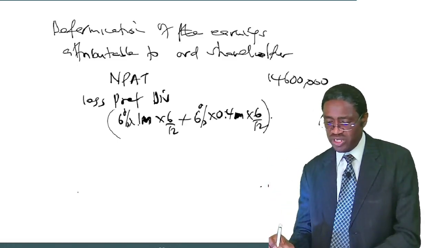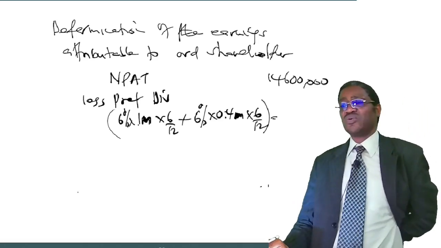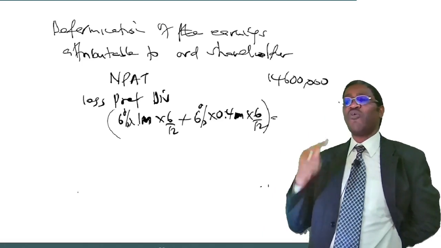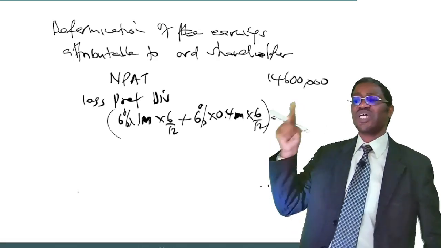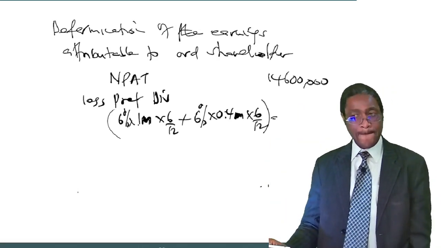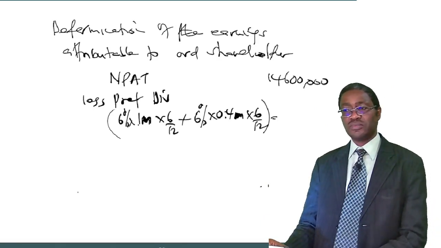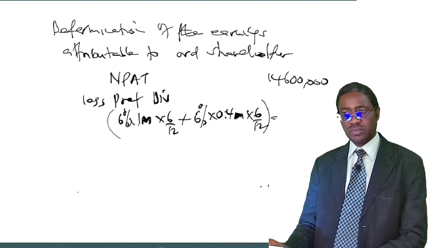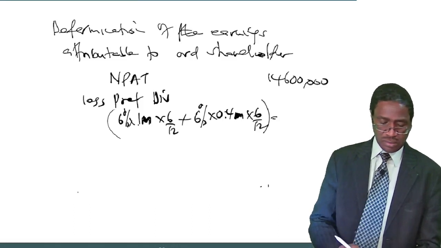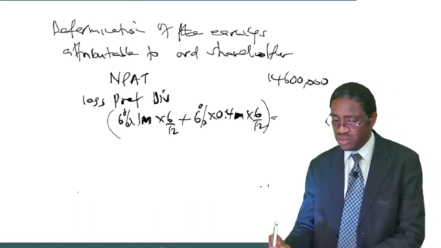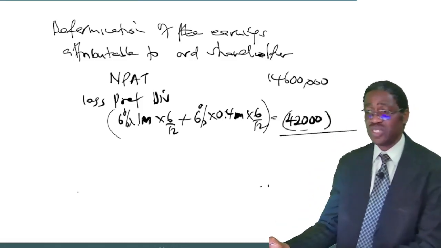So get me the total dividends we paid for the whole year. What are you getting? Take 6% of 1M times 6/12, plus 6% of 400,000 times 6/12. What are you getting? Yes, how much? Okay, I'm getting 42,000. So we minus that 42,000. What do you get?